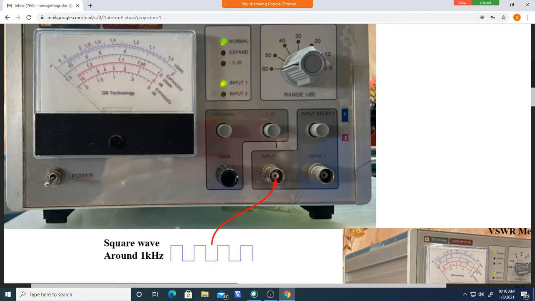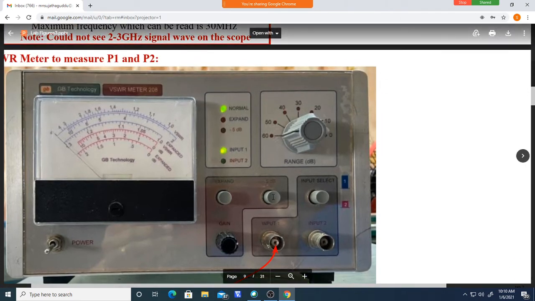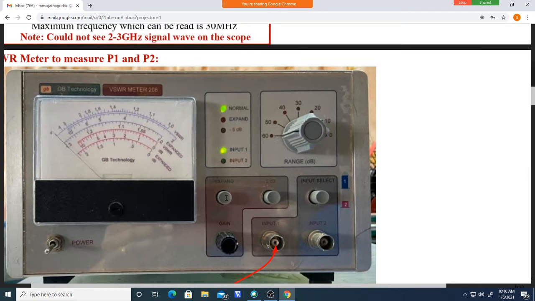And here two more buttons are there, a 5 dB and expanded. This is expanded, this is 5 dB. Keep both of these in the released position, do not bother about them. We will tell you about these two buttons later. This should be the released position. And this gain control, keep it in the maximum position. See, rightmost, turn clockwise, move in the clockwise direction, and keep it in the rightmost position.